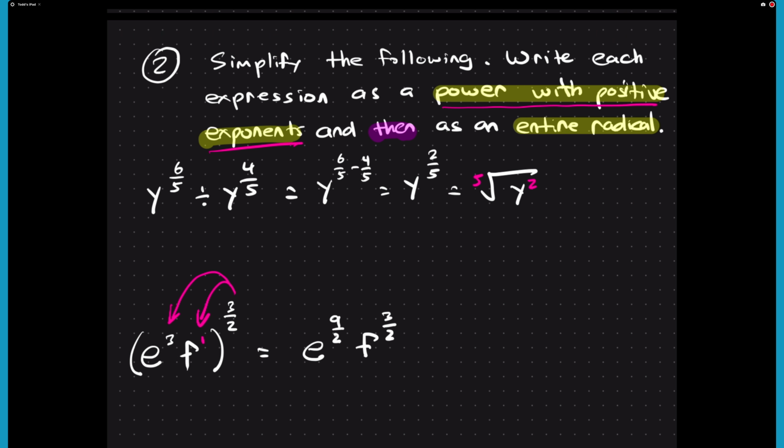And because these have different bases, I cannot do any more simplifying. So that would be the answer of that power with a positive exponent. Now, what if I was to represent this as an entire radical? Well, I've got my E and my F, and I'm going to root that, and notice that on the bottom they're both a 2, so the 2 would go right there. With the E, we've got a 9 up top, and with the F, we have a 3 up top.